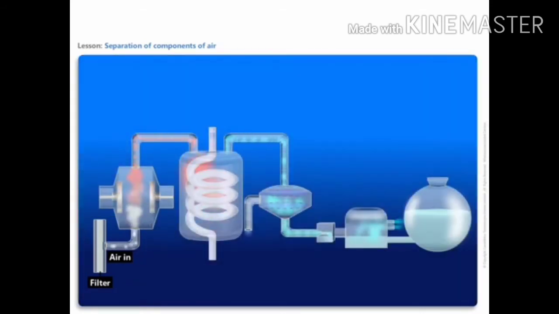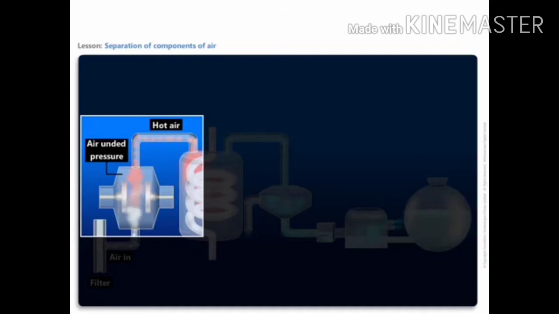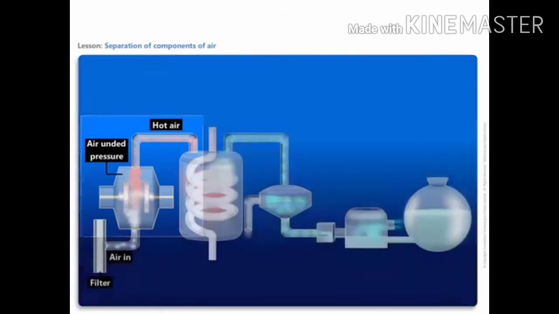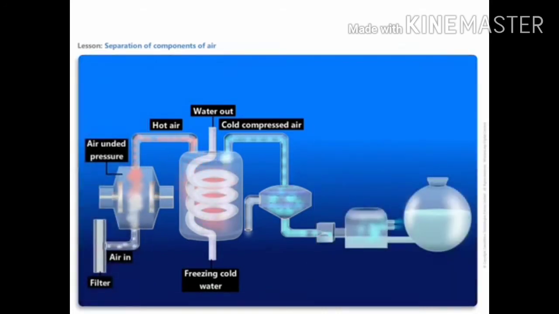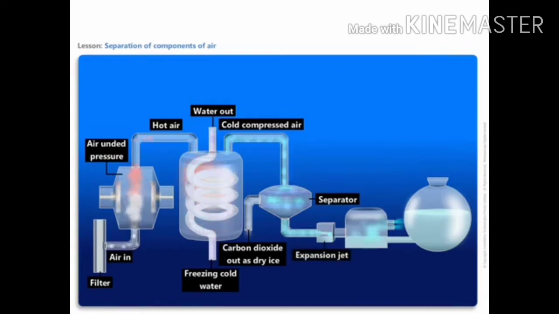Filtered air is passed through compressors and it is compressed to very high pressures, around 200 atmospheres. Compressed air is passed through a freezing unit where it is cooled to about -200 degrees centigrade. The cooled and compressed air passes through a separator, where carbon dioxide gas solidifies and is separated as dry ice. The air, which is now free from carbon dioxide, is forced through an expansion jet where it liquefies.